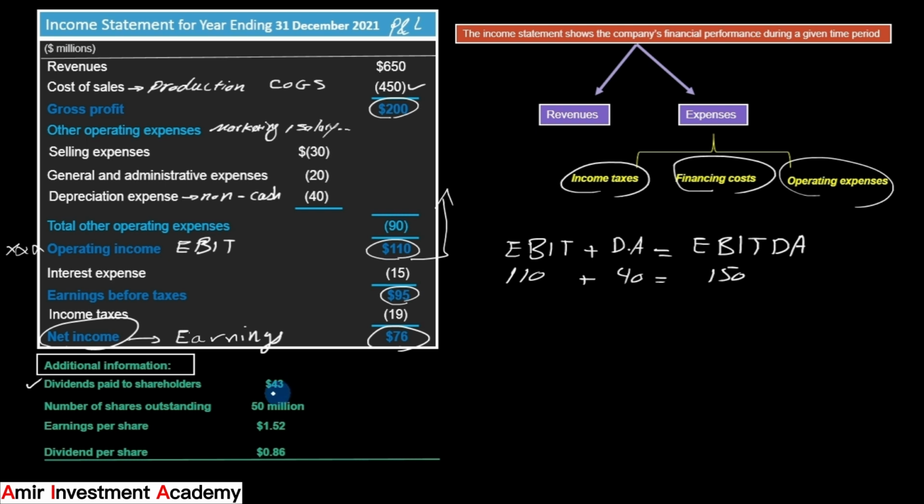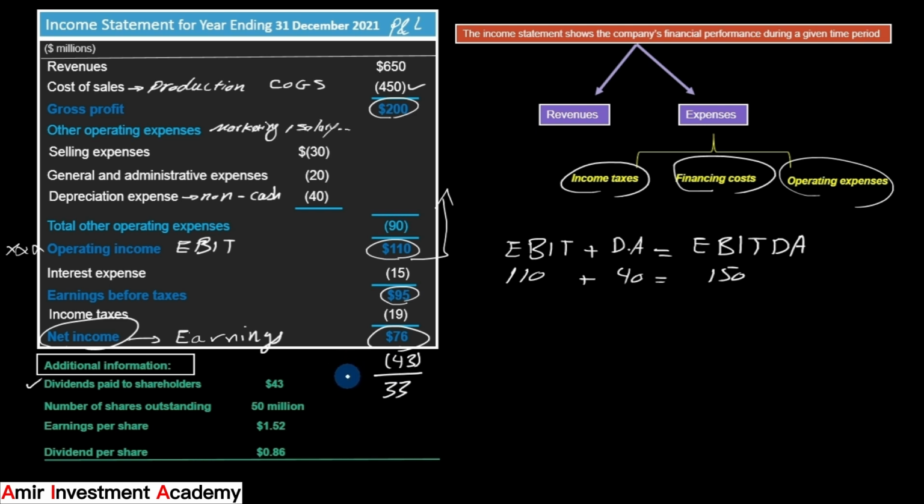In our case, let's say they have decided to distribute 43 million out of that 76 million to the shareholders. Now, if we deduct this dividend part from the net income, or the earnings, let's do that. 76 minus 43, you're going to be left with 33 million.